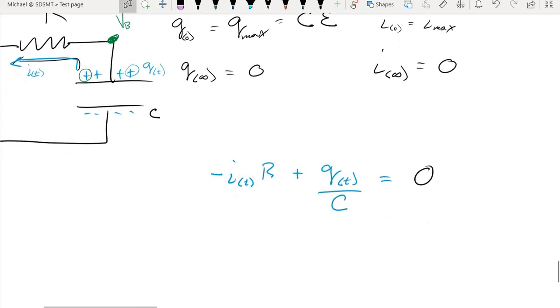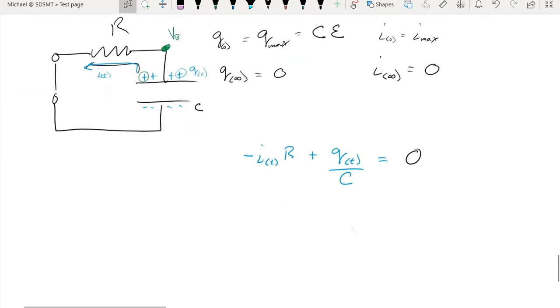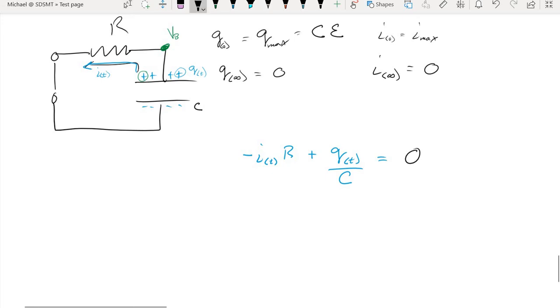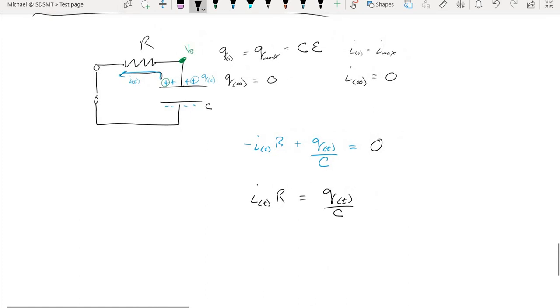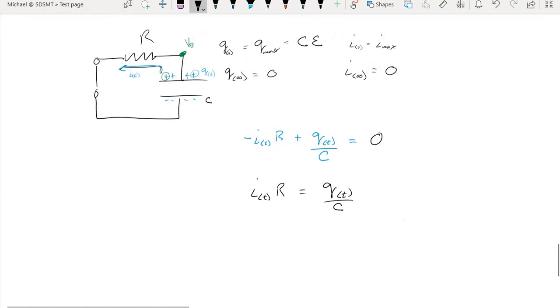Everything equals 0. Or, at any given time, the potential of the resistor has to be equal in magnitude, or rather equal and opposite, to that of the capacitor. That's the only way that we can get 0, by combining two terms.